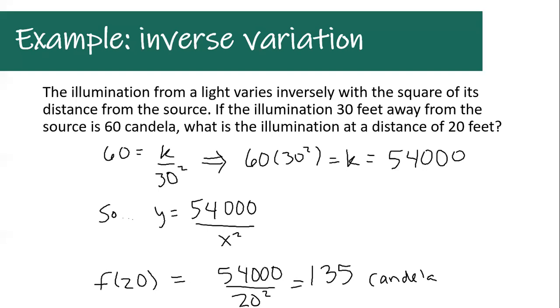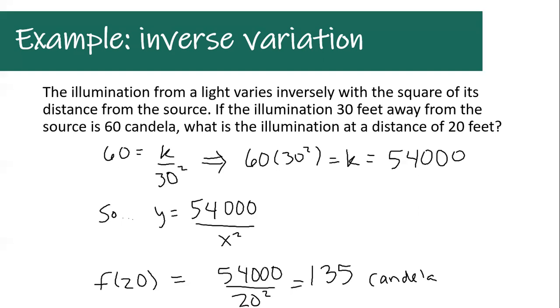Let's look at an example. The illumination from a light varies inversely with the square of its distance from its source. If the illumination 30 feet away is 60 candela, what is the illumination at a distance of 20 feet? So first we need to solve for k. We know it's varying inversely with a square, so we know that it's y equals k over x squared. So here we know that 60 equals k over 30 squared because it's 60 when the distance is 30. If we solve that for k, we see that k is 54,000. So that means that y equals 54,000 divided by x squared.